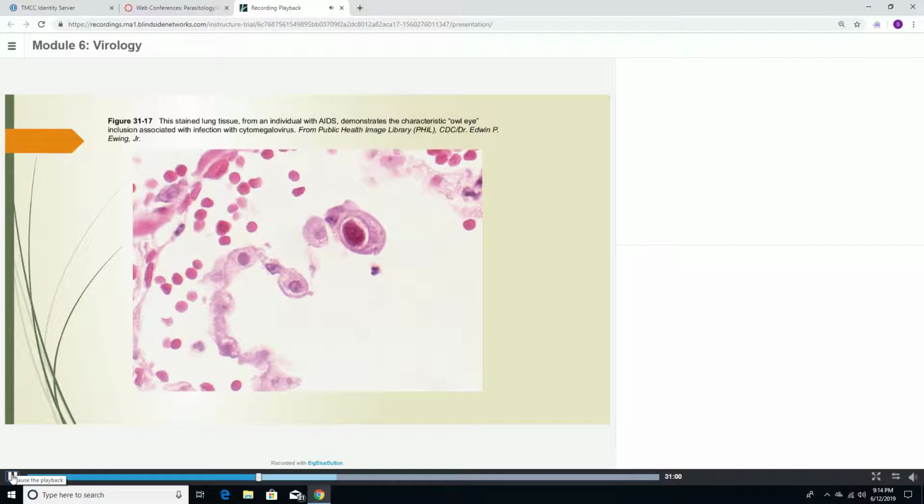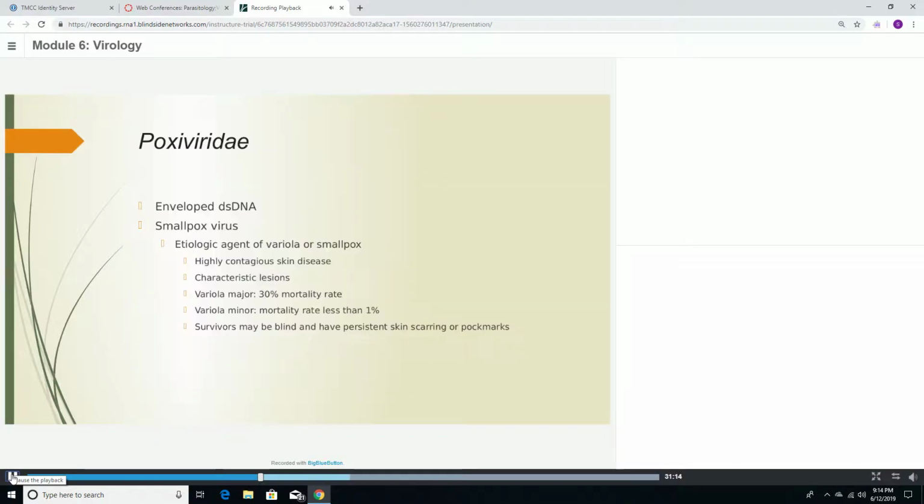So here is a stained lung tissue from an individual with AIDS, and it demonstrates the characteristic owl eye inclusion with an infection of the cytomegalovirus. So you could see that owl eye in that cell there. That's a CMV infection.